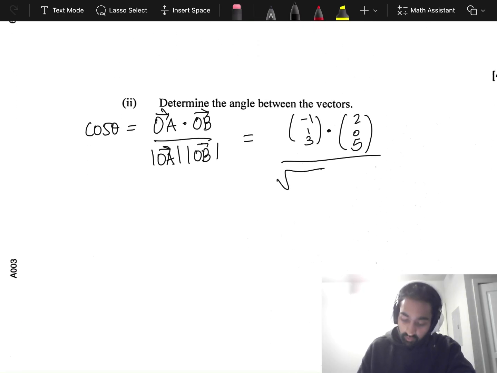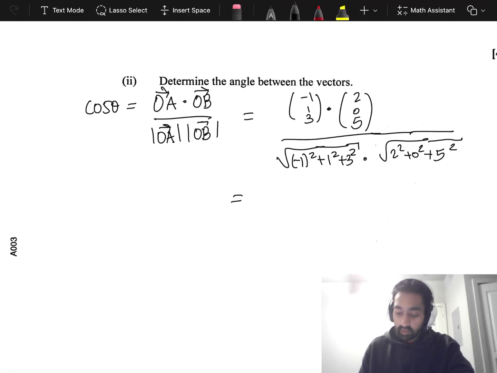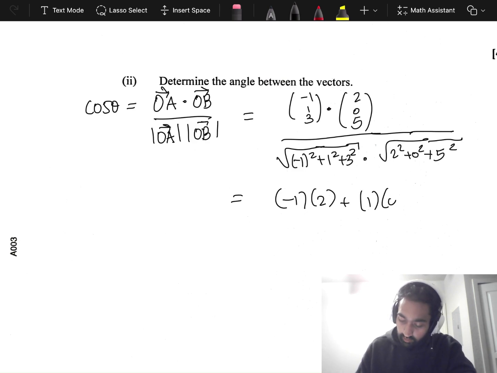Over, and now we can find the magnitude. The magnitude is the square root of the x squared plus the y squared plus the z squared. The square root of minus 1 squared plus 1 squared plus 3 squared is the magnitude of OA, and then times the square root of 2 squared plus 0 squared plus 5 squared. Now to find the dot product, or the numerator, you multiply the x's, multiply the y's, multiply the z's, and then add them together. So it'll be minus 1 times 2, that's the x's multiplied, and then the y's multiplied will be 1 by 0, and then the z's multiplied will be 3 by 5.